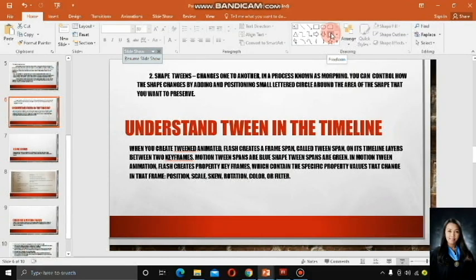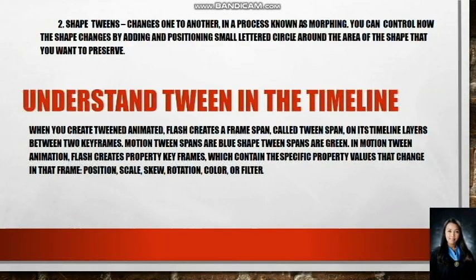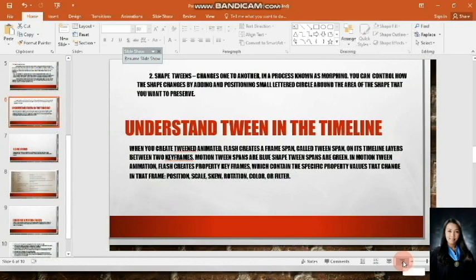Number 2, shape tween. When we say shape tween, the process of changing one shape to another is known as morphing. When we say morphing, you can control how the shape changes by adding and positioning small lettered circles around the area of the shape that you want to preserve. So let's try.